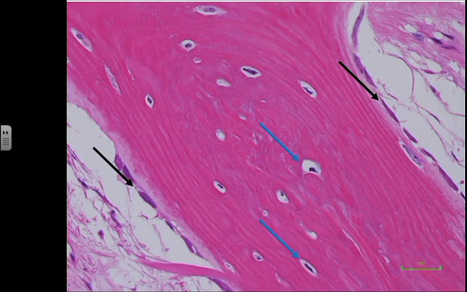This lamellar arrangement makes us name the mature bone lamellar bone, because of this particular arrangement of the collagen fibers which characterizes the mature bone. The black arrow again highlights the bone lining cells, and the blue arrow highlights the osteocytes within the matrix.